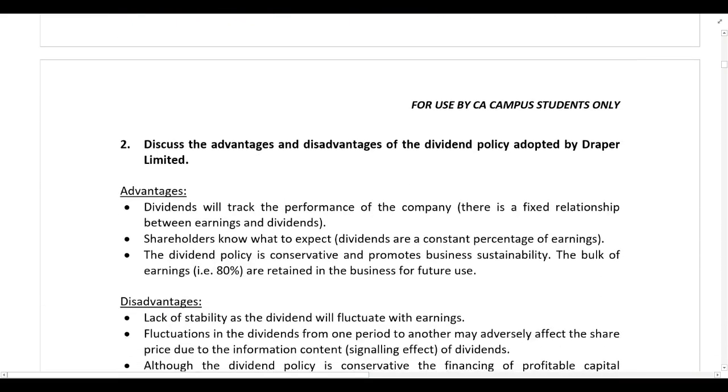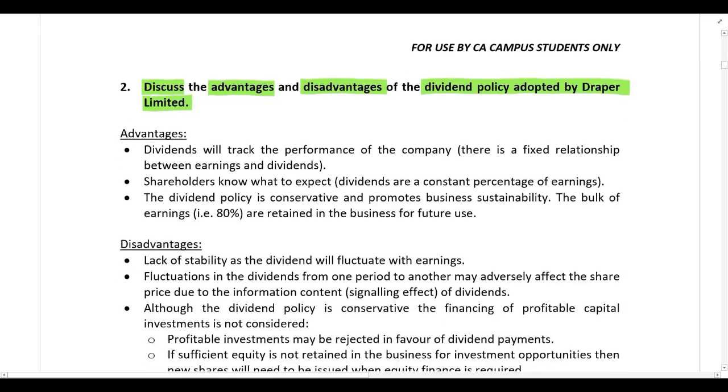All right, so in part 1, we had to calculate the payout ratio and the dividend cover. In part 2, you now need to discuss the advantages and disadvantages of the dividend policy adopted by Draper Limited. So let's first discuss the advantages. The first advantage is dividends will track the performance of the company. If earnings increase, dividends will increase. If earnings decrease, dividends will decrease. Because the dividend is always a fixed percentage of earnings, there is a fixed relationship between earnings and dividends. And because of that, shareholders will know what to expect.